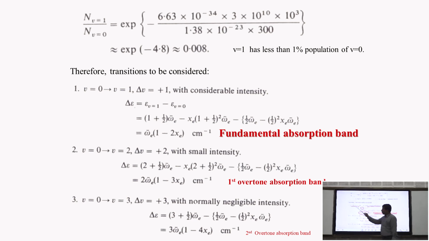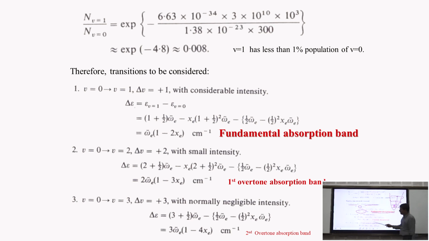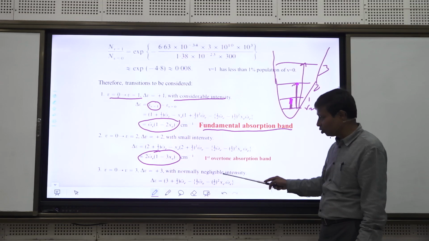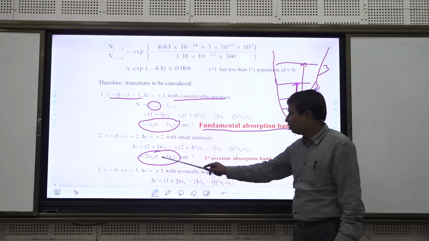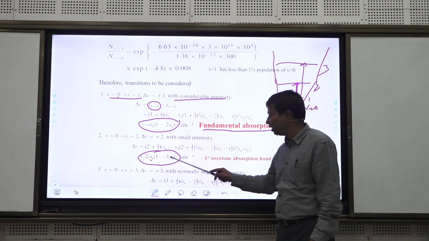Now next, from V equal to 0, we have to consider V equal to 0 to V equal to 1, V equal to 2, V equal to 3. So this is 1, this is 2, and this is 3. So V is 0 to 1, this transition is the strongest one. Then 0 to 2, this expression will be 2 omega E 1 minus 3 Xc, and the third one will be 3 omega E 1 minus 4 Xc.